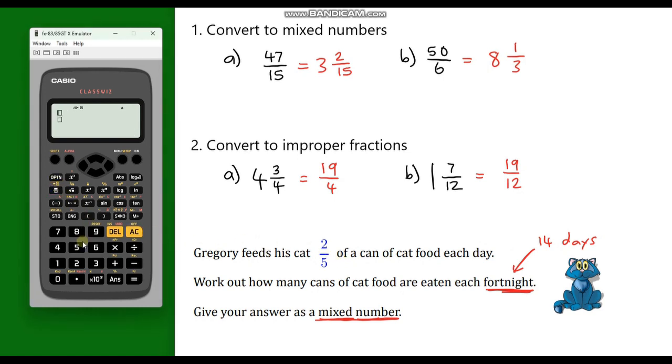So it's going to be 2 over 5, and then multiplied by 14. So that gives us our answer as an improper fraction, but it's asking us for a mixed number. So to convert this to a mixed number, well, it's this yellow button here. So we press shift and then SD, and we've got our answer. So 5 and 3/5 days. Or not days, cans. What am I thinking of? These are cans, because we're talking about the amount of food. So our answer is in cans. So that is our answer there.